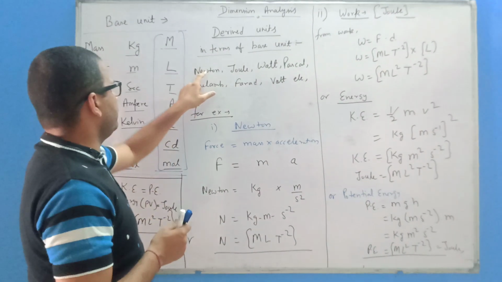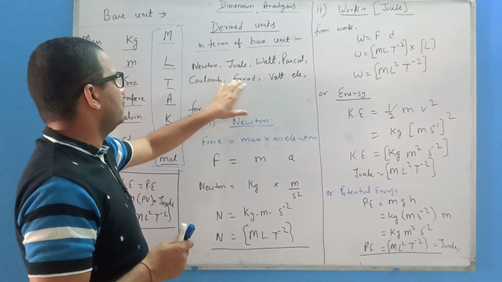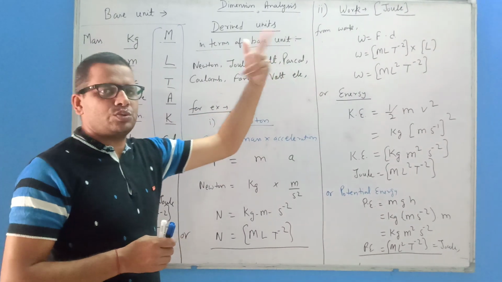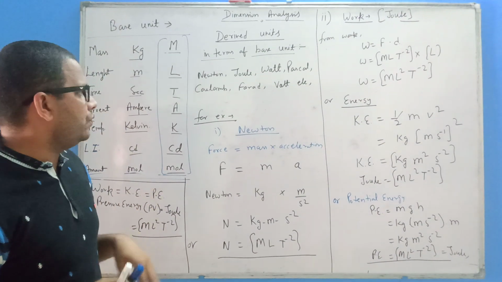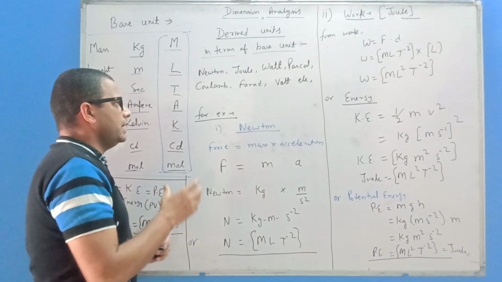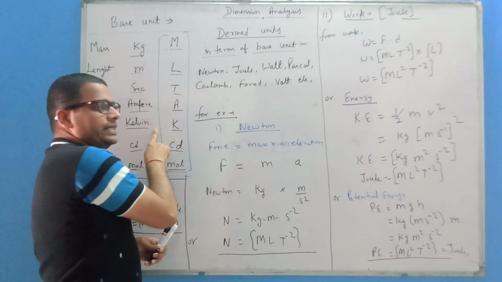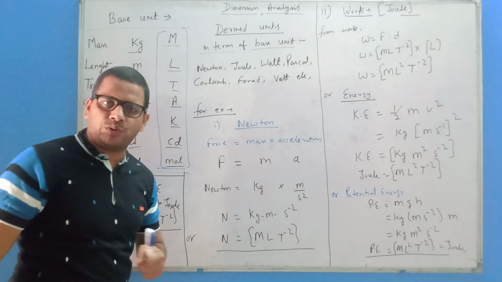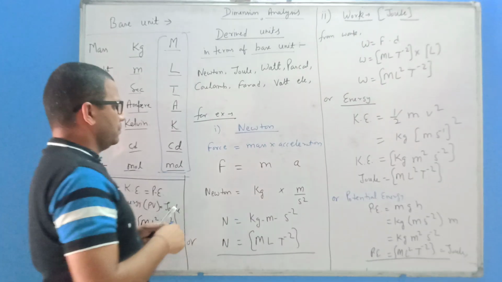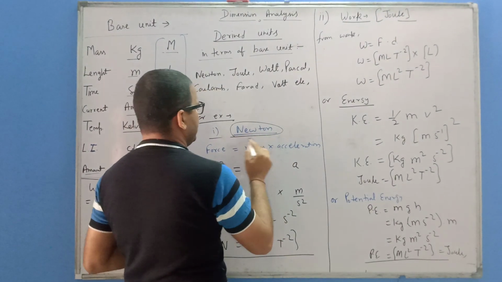For example, we have Newton, Joule, Watt, Pascal, Coulomb, Farad, Volt, etc. So many derived quantities we have. Now we have to find which base quantities are used, and how many times, in order to derive a given derived quantity. So we start from the first one, that is Newton. Newton is a derived quantity.